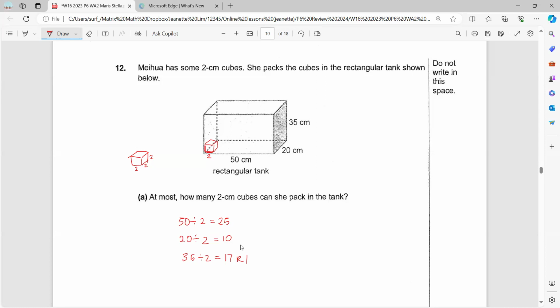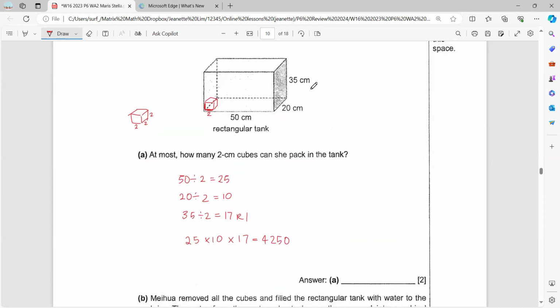So the total you can get is, some students may make the mistake of adding them up, but you're not supposed to add, you're supposed to multiply. Like 25 along the length, 10 along the breadth, that's 25 times 10. Then you can go 17 layers up. So times 17. This will give us 4250. So total number of cubes is 4250.